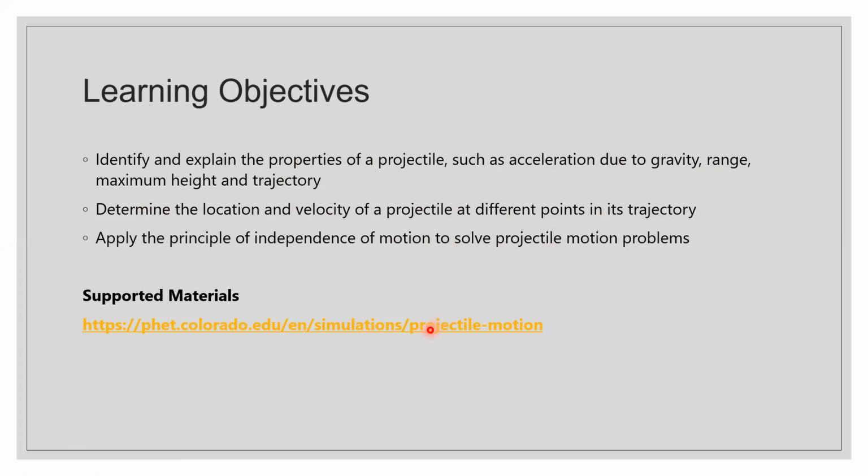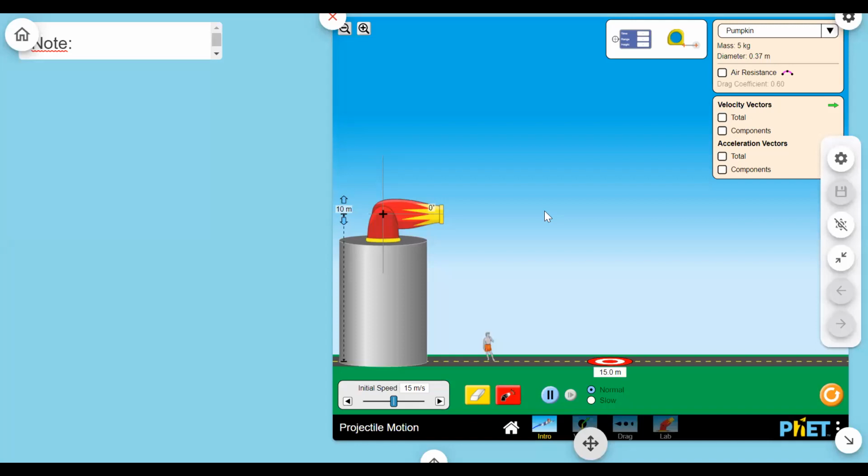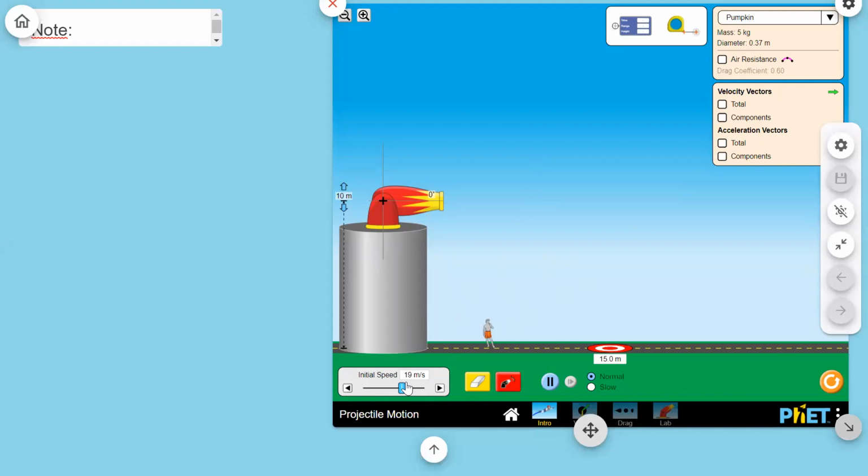And this is our supported materials. So we can use the simulation to explain projectile motion. Friends, this is our supported material. Now here, we can also see many quantities in the projectile motion. First, you can adjust the initial speed using the simulation. You can start from 0 speed and the maximum is 30 meters per second.